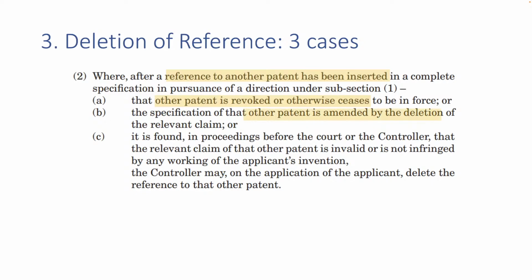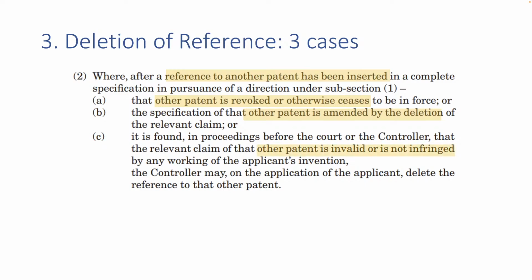Case number two, the other patent is amended by deletion of the relevant claim. There was a relevant claim which was overlapping, which was the subject matter of the potential infringement. The other patent got amended, maybe in a suit or maybe in some post-grant proceeding, and that relevant claim was deleted. So that's the second case. That particular provision which amounted to potential infringement is no longer there in that patent. So you can ask for a deletion of the reference.